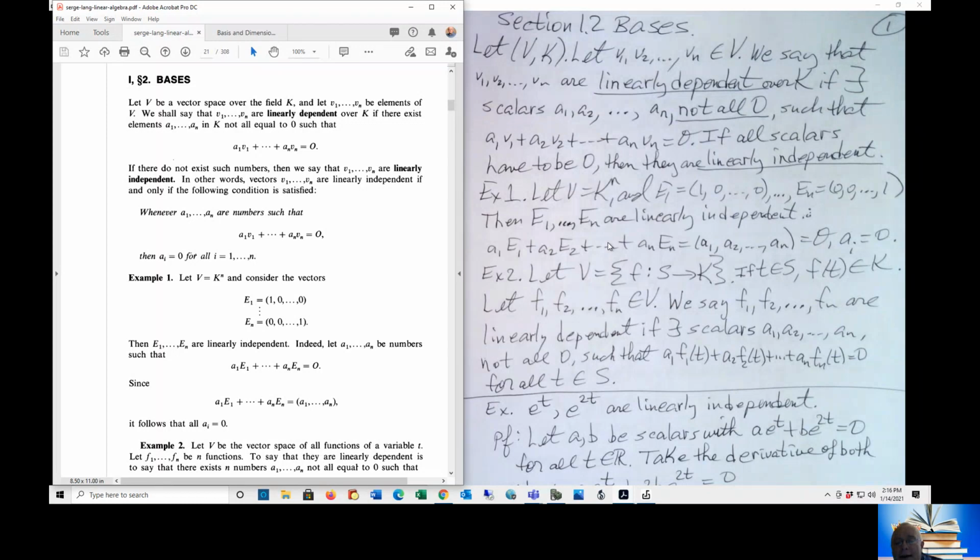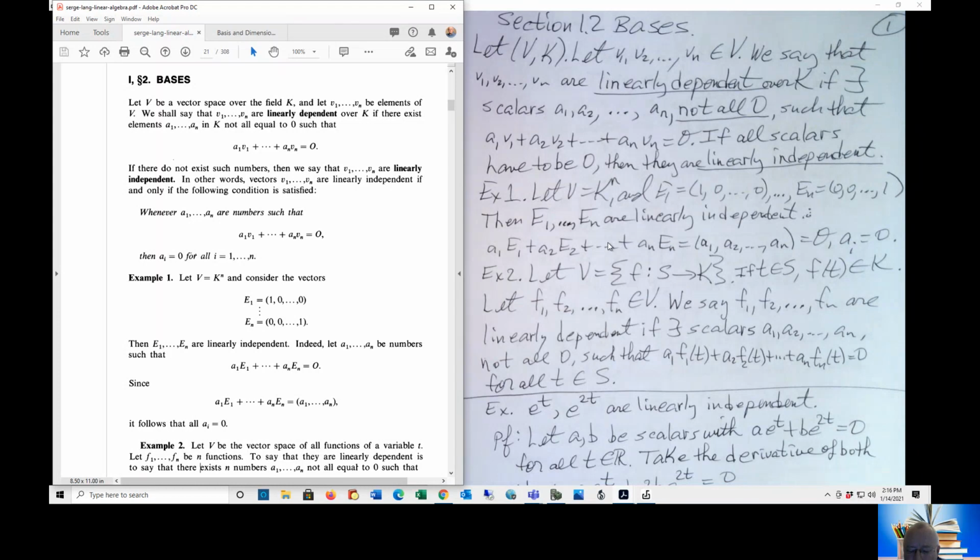Example 1: let V be Kn. Let e1 be the vector 1 and all zeros afterward, e2 would be 0, 1, 0, 0, dot, dot, dot, en be 0, 0, 0, 0, and then 1 in the last position. These are called unit vectors in Kn, and they are linearly independent.